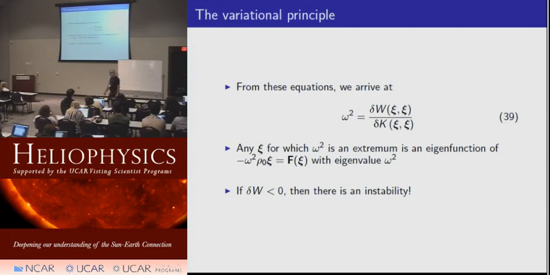Now, imagine that the true omega squared is actually negative, right? There's an instability in the system. So you go and choose a trial function, okay? And you find a negative value of omega squared.